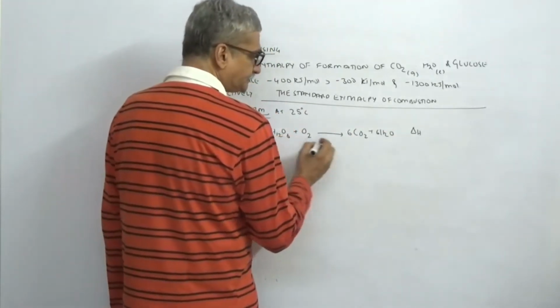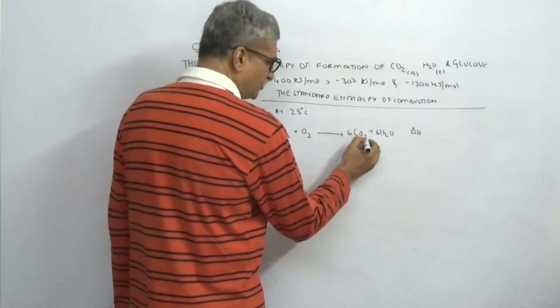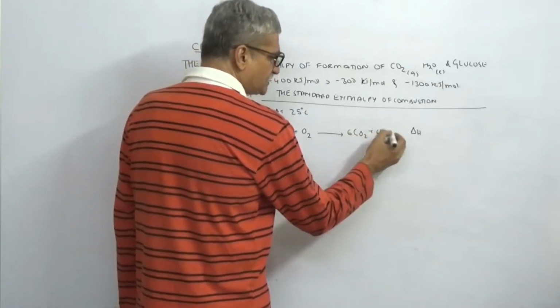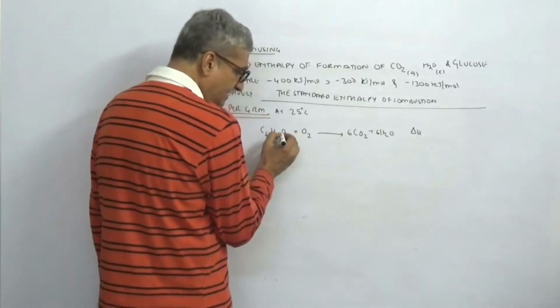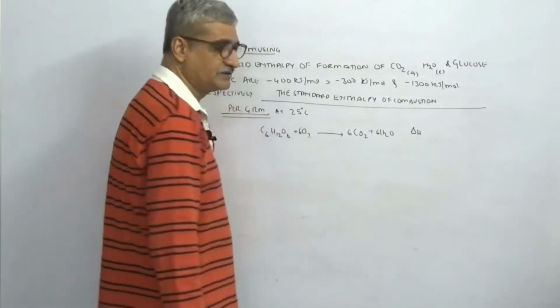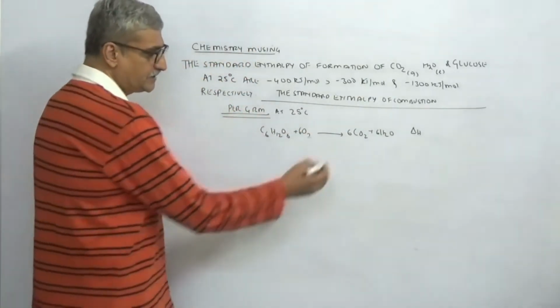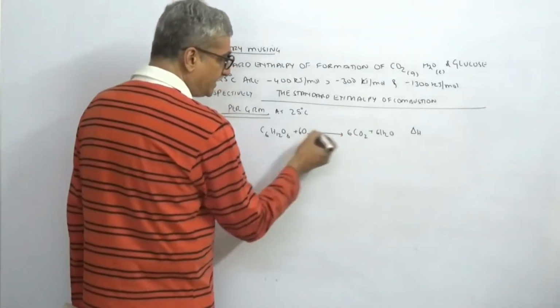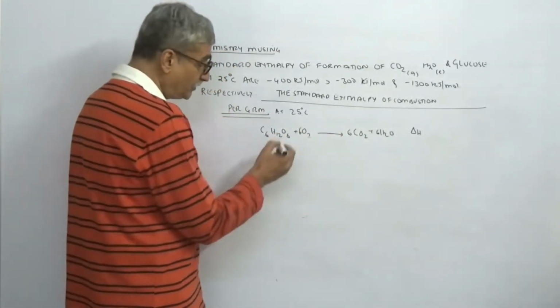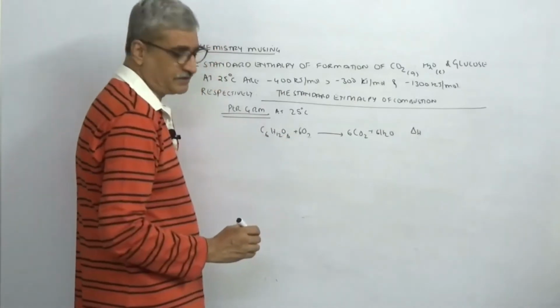Then 6 twos are 12, 12 plus 6 is 18. Out of 18, 6 is on this side, so this becomes 6 CO2. This is one more thing which people miss: 6 twos are 12, 12 plus 6 is 18, and you must not directly divide by 9. You have to remember that there are 6 atoms over here.